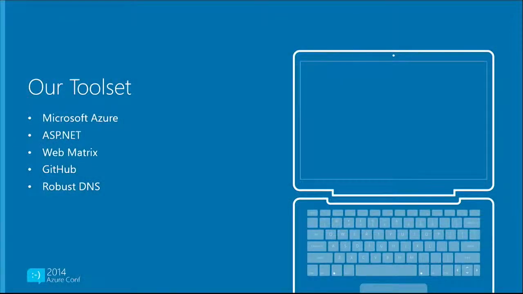So let's talk about our tool set. Believe it or not, we use WebMatrix as the main development tool for this, just because, again, we want it to be fast and nimble. And obviously we use Microsoft Azure as the platform for everything, ASP.NET as the delivering platform, GitHub, and I'll show how we use GitHub here in a bit, and a robust DNS.